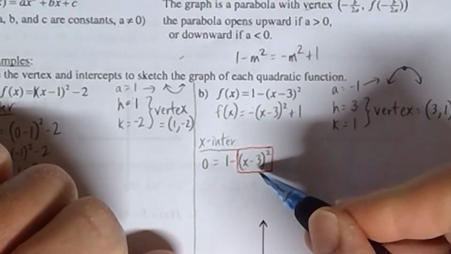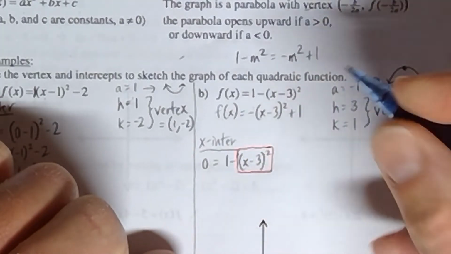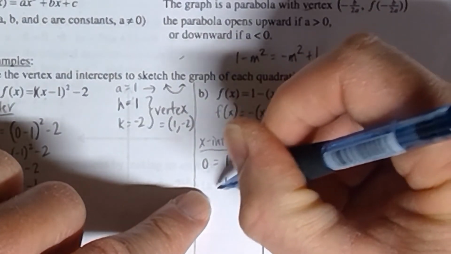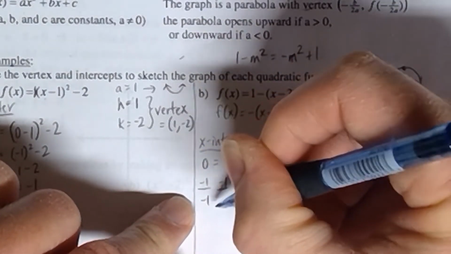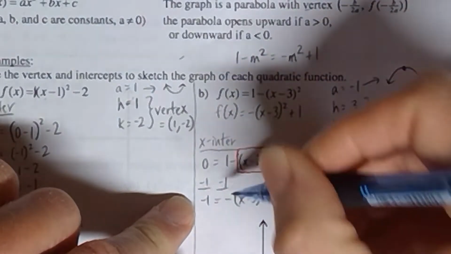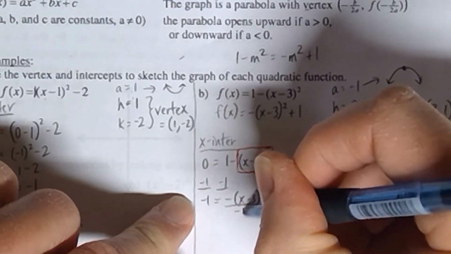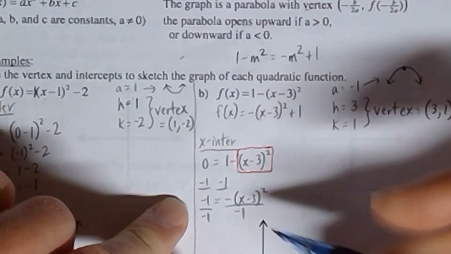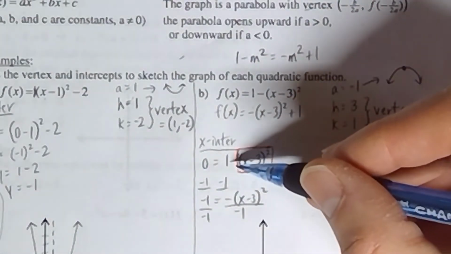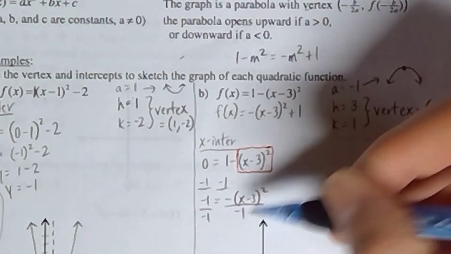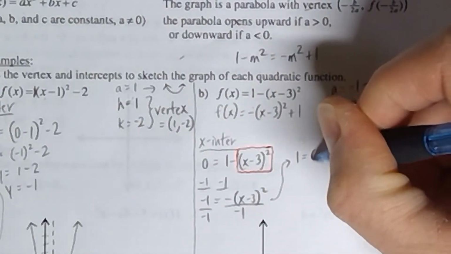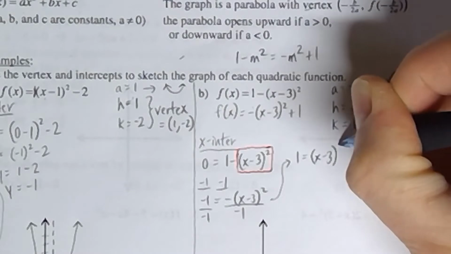So if this was 1 minus y, what would I do to get y by itself? I would move the 1 over to the other side. I would then divide out by the negative 1 right there. Just like if it had been a negative y, you divide by negative 1. Same thing here. The negatives cancel. All right, what do we get here? We get 1 is equal to x minus 3 bracket squared.